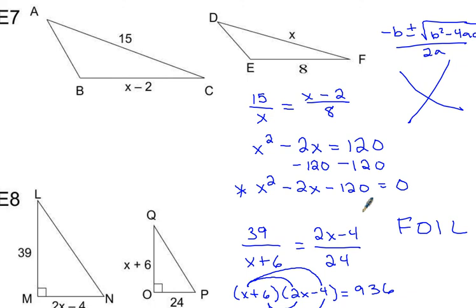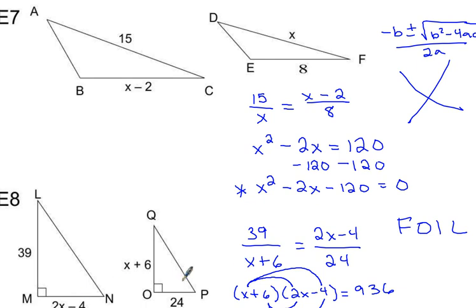That's where it comes from, guys. So I multiply the first 2. X times 2x is going to give me 2x squared. X times negative 4 is going to give me negative 4x. 6 times 2x is going to give me a total of 12x. And 6 times negative 4 is going to give me minus 24 equals 936. We need to combine like terms. Our like terms are right here in the middle. These two need to go together.